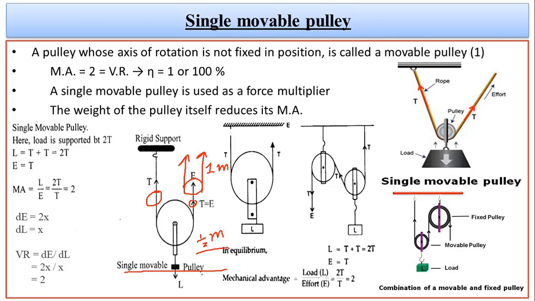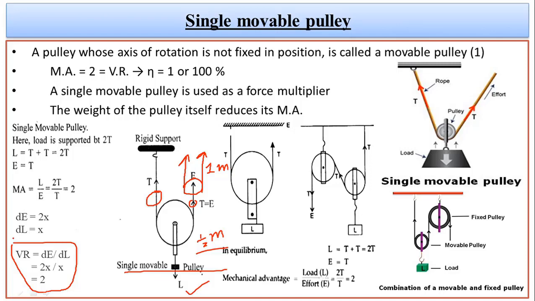So you can say that the displacement of effort is double the displacement of load. And when you put this quantity in the calculation, you find that the velocity ratio is also 2. With this calculation, when we come to know that the mechanical advantage and velocity ratio are both greater than 1, then it means that it is a force multiplier. Because if the mechanical advantage and velocity ratio are greater than 1, then we have already understood that it is said to be a force multiplier machine. So this kind of machine is a force multiplier.